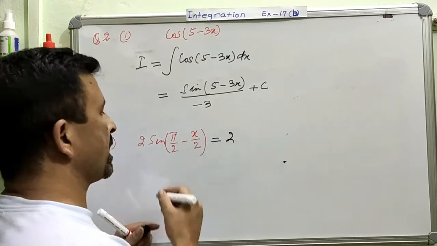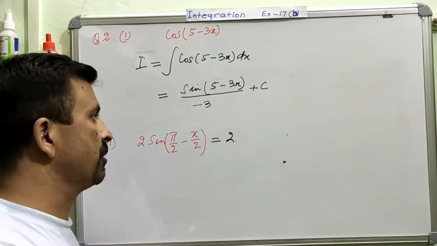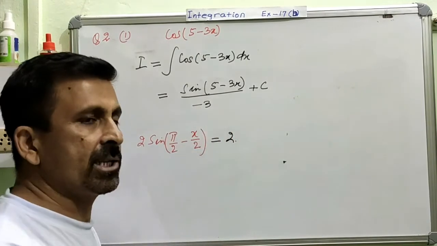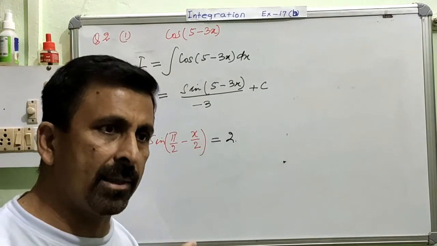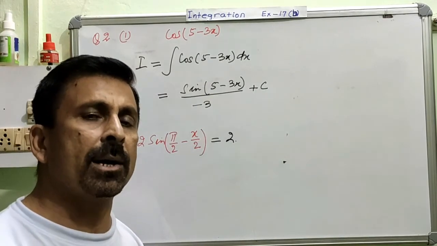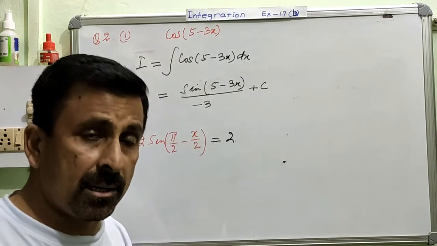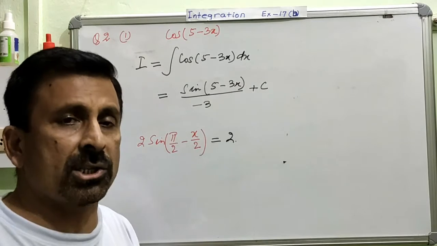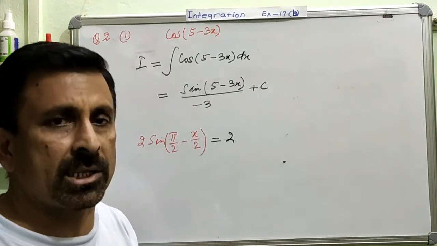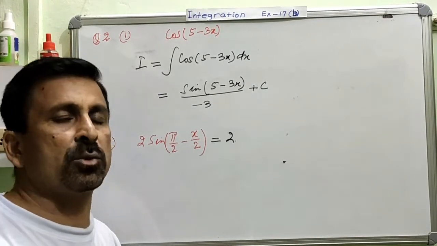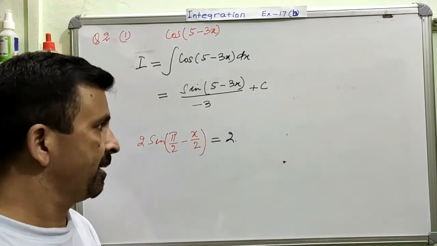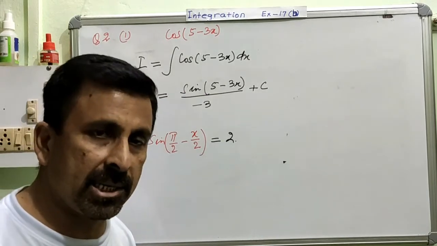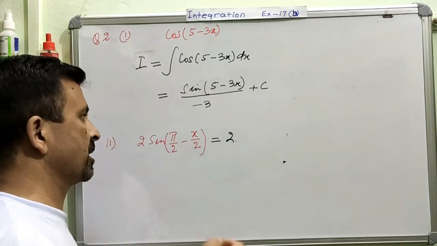2. And you know, in the allied angle formula, I will just remind you, for sine 90 minus theta, the trigonometrical ratio will change. When the angle is 90 minus theta or 90 plus theta, then the trigonometrical ratio changes. Sine changes to cos, cos changes to sine, tan changes to cot, cot changes to tan, sec changes to cosec, and cosec changes to sec. So here the trigonometrical ratio will change.